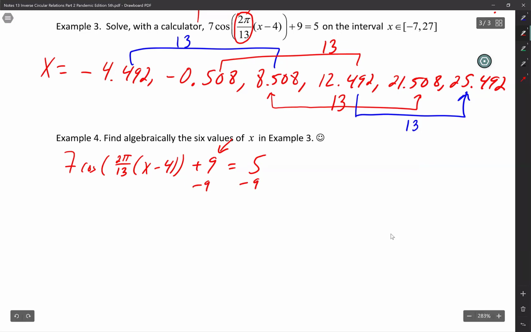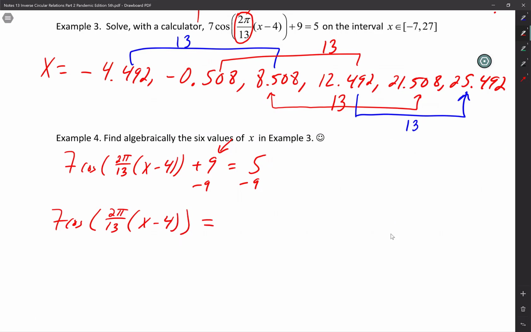Minus 9, minus 9. So I'm going to have 7 cosine 2 pi over 13, x minus 4, close, close, equals, the difference between 5 and 9 is 4. The 9 is larger, so negative 4. Are we still okay, guys?